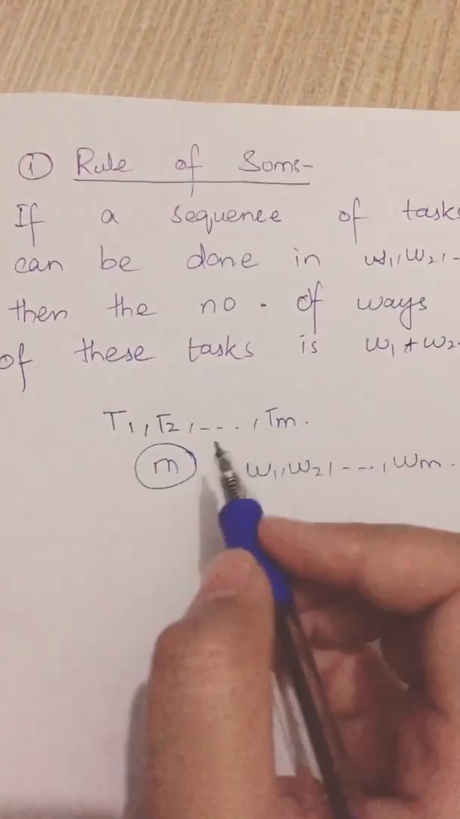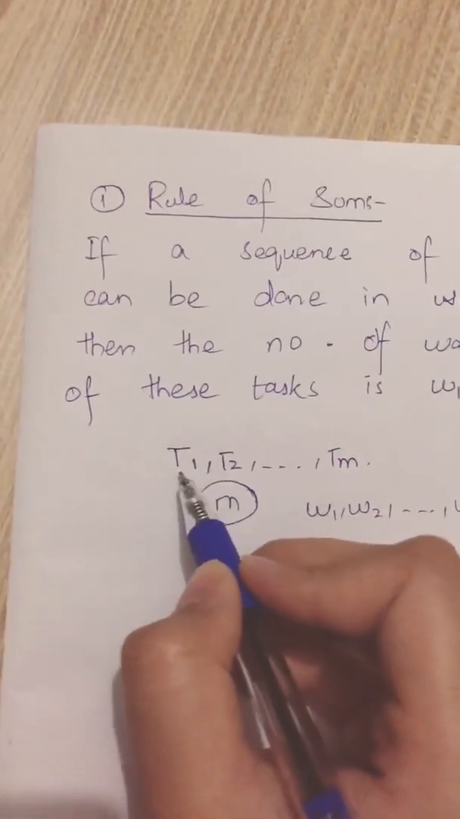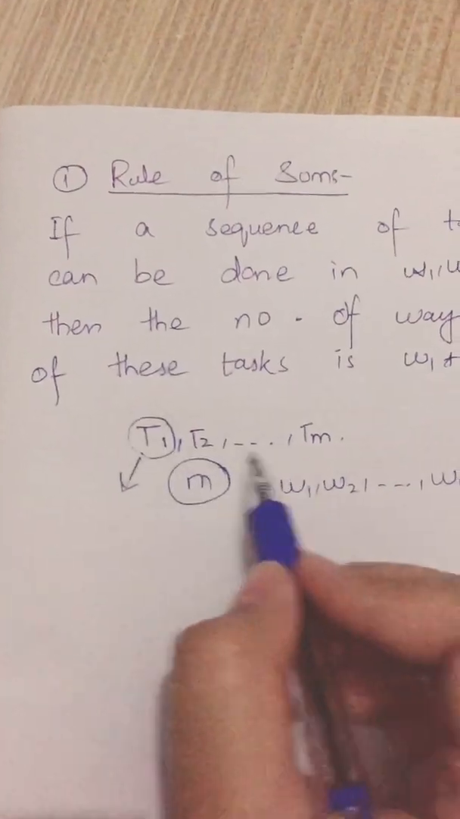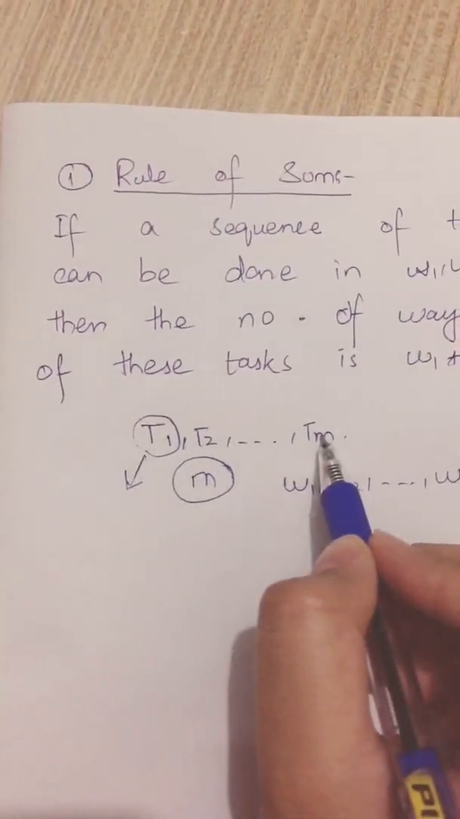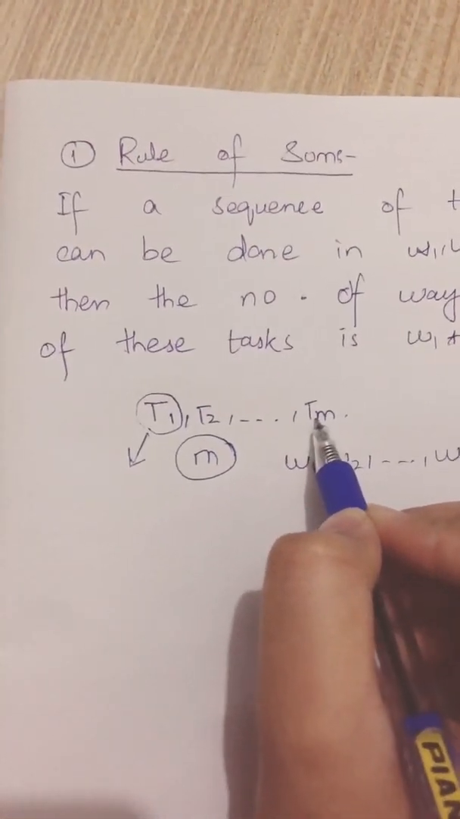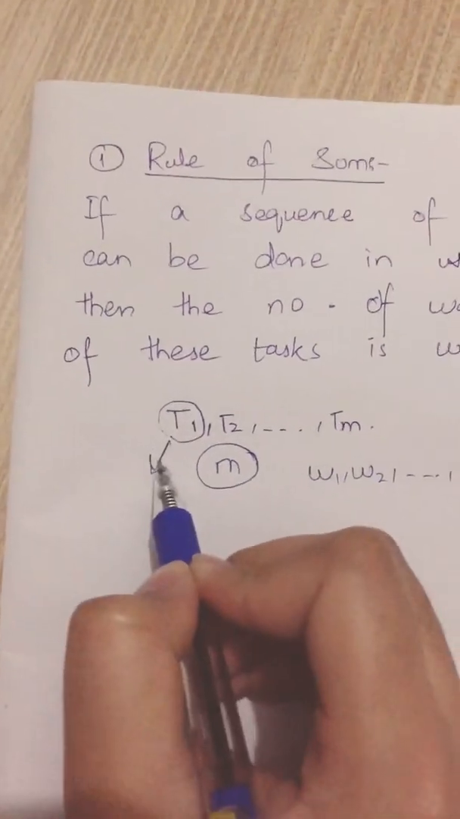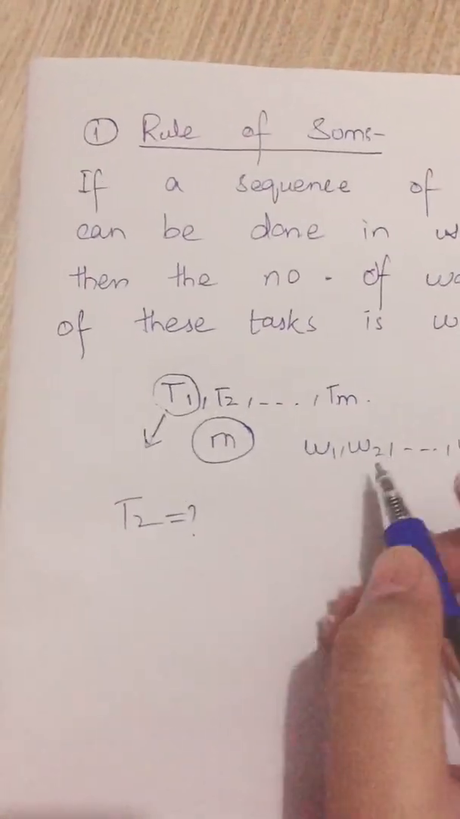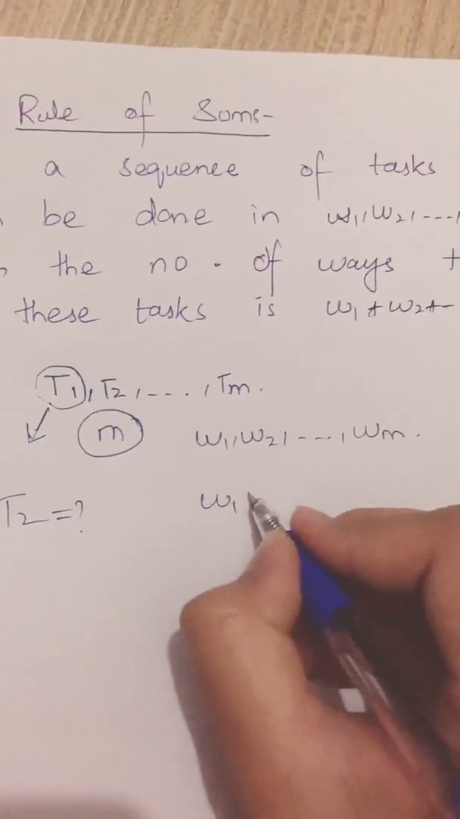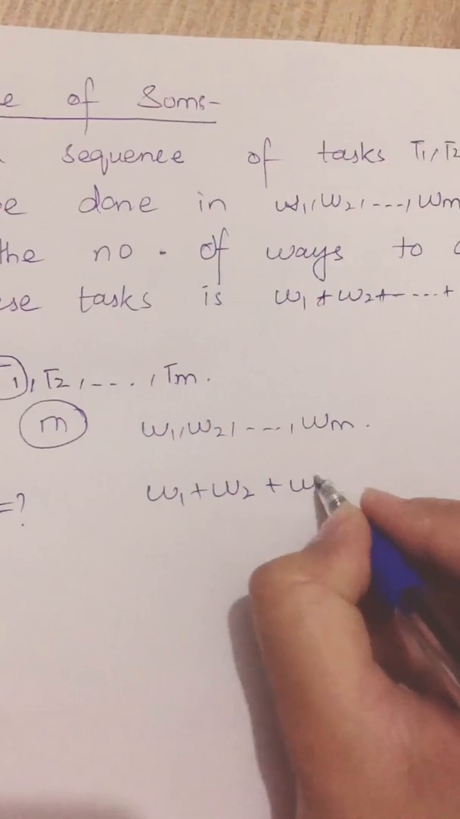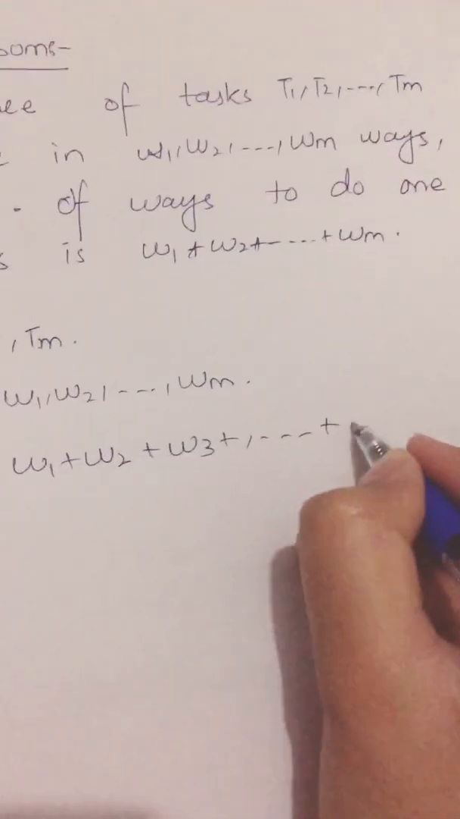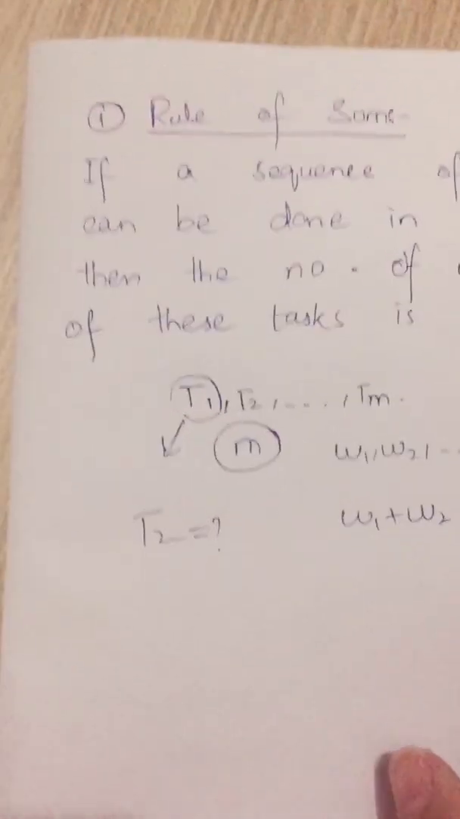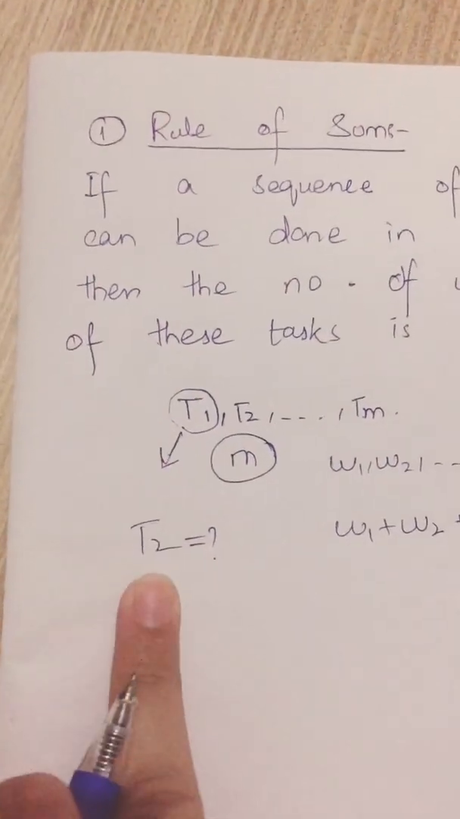So if we want to check the number of ways to do one of these tasks, meaning any one task from this series, we check the number of ways to do each task. It is found by adding all the w's of this series together, and you get the number of ways to do one of these tasks.